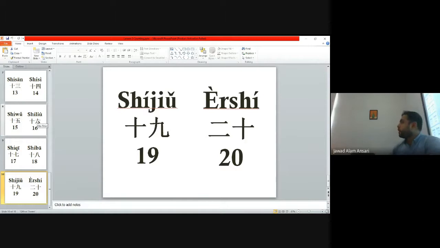Okay, now we can revise the test. So first, Suman, could you please discuss about the four tones in the sequence? Your first tone is first tone. You see the first tone is ma. Second one is rising ma. Third one is falling and rising ma. Last one is falling ma. Could you please say it again? First one, yes. Second one, rising. Falling and rising.